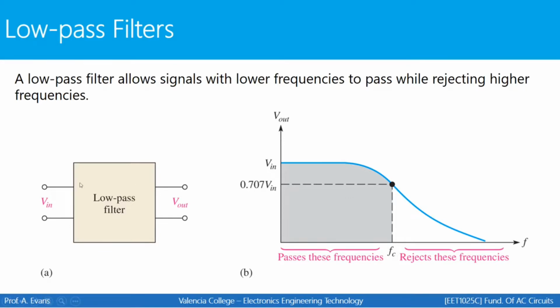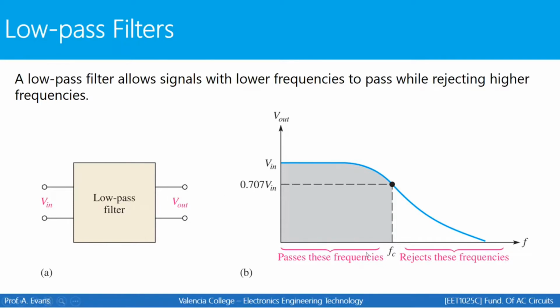If I were to send a signal into a low-pass filter, crank up the frequency very high, and then measure the output voltage, let's say I send in a signal with a peak of 5 volts, I might measure an output voltage of 0.2 volts. That's a signal that's not passing. A signal that will pass, say I put in a signal with 5 volts, and I get out a signal of 4.98 volts. That's a signal that's passing. So a low-pass filter will allow low frequencies to pass while rejecting frequencies that are higher.